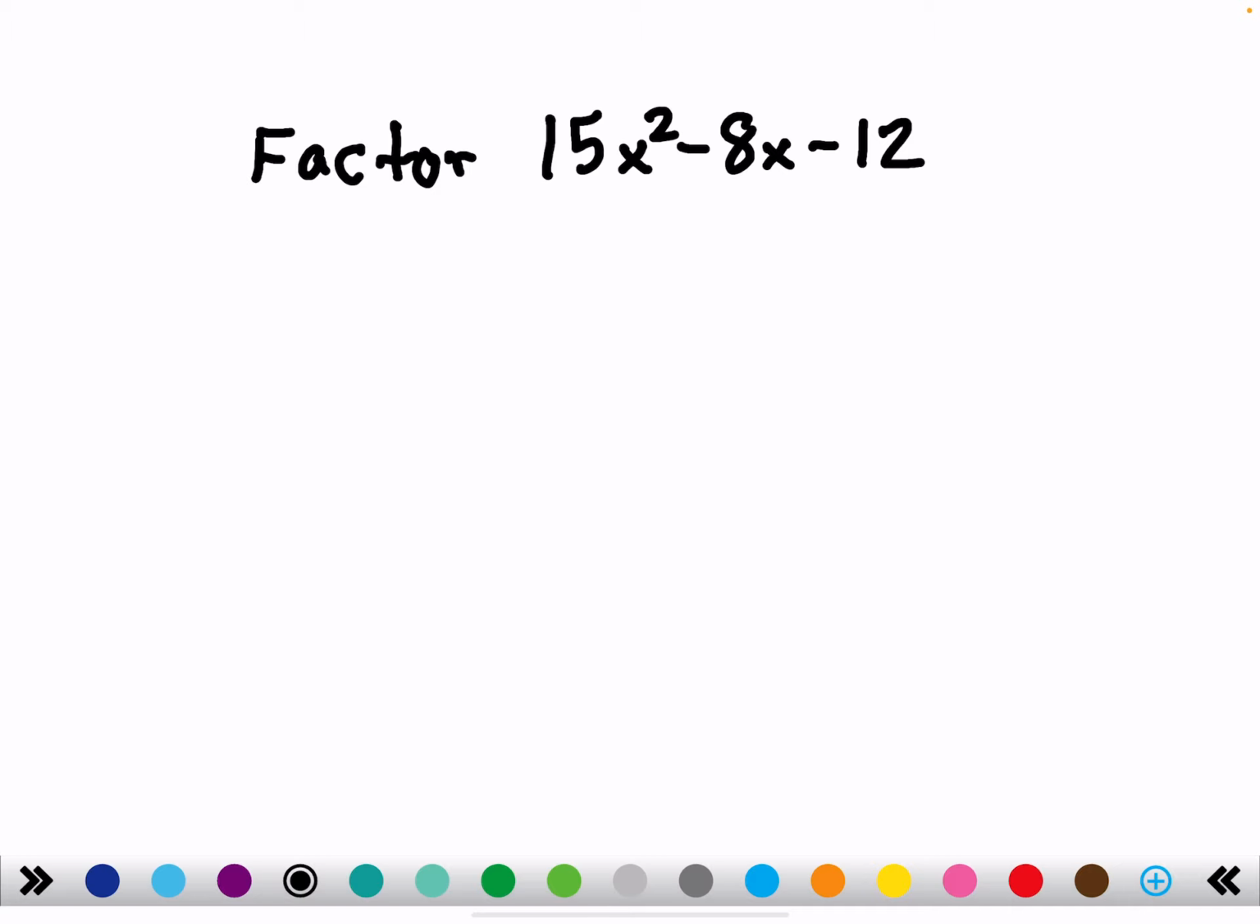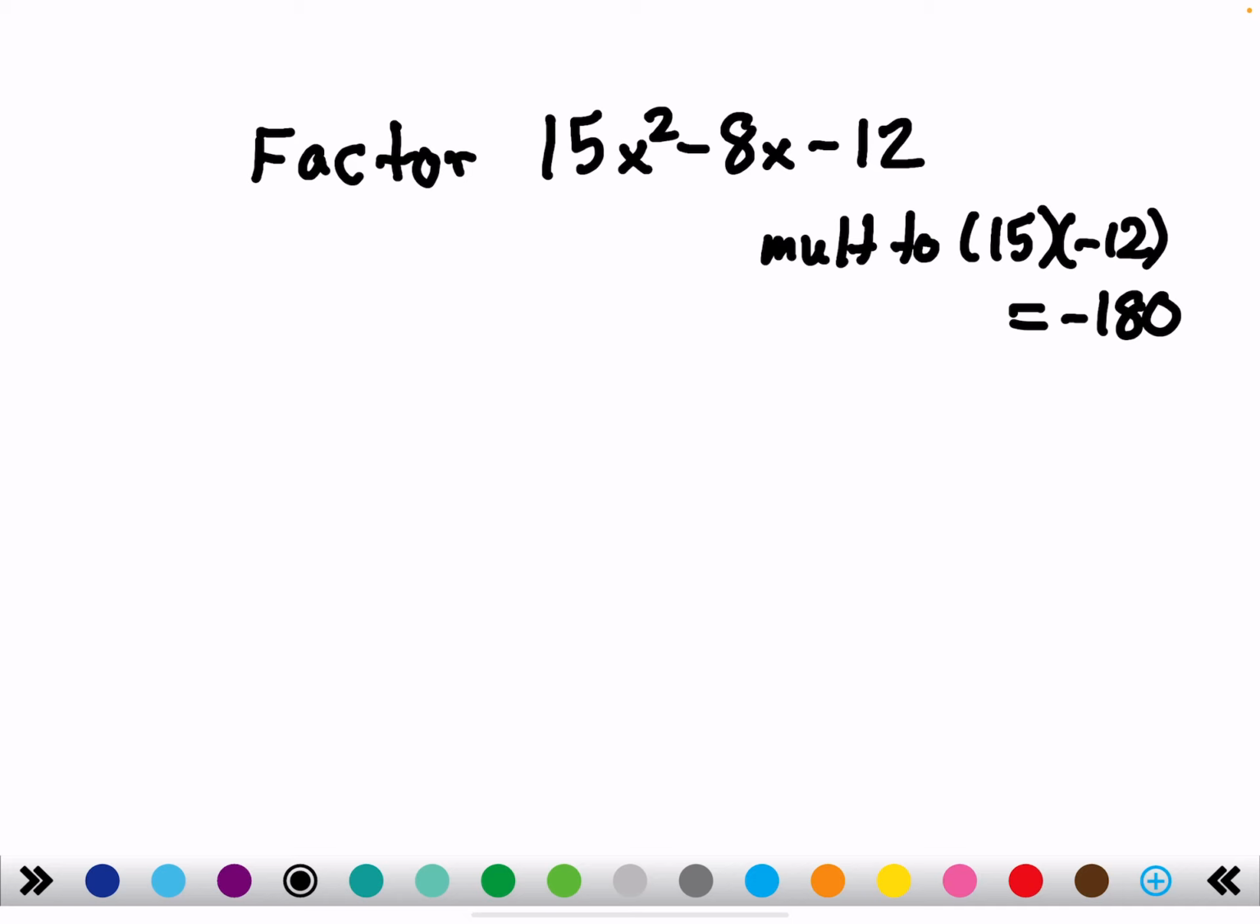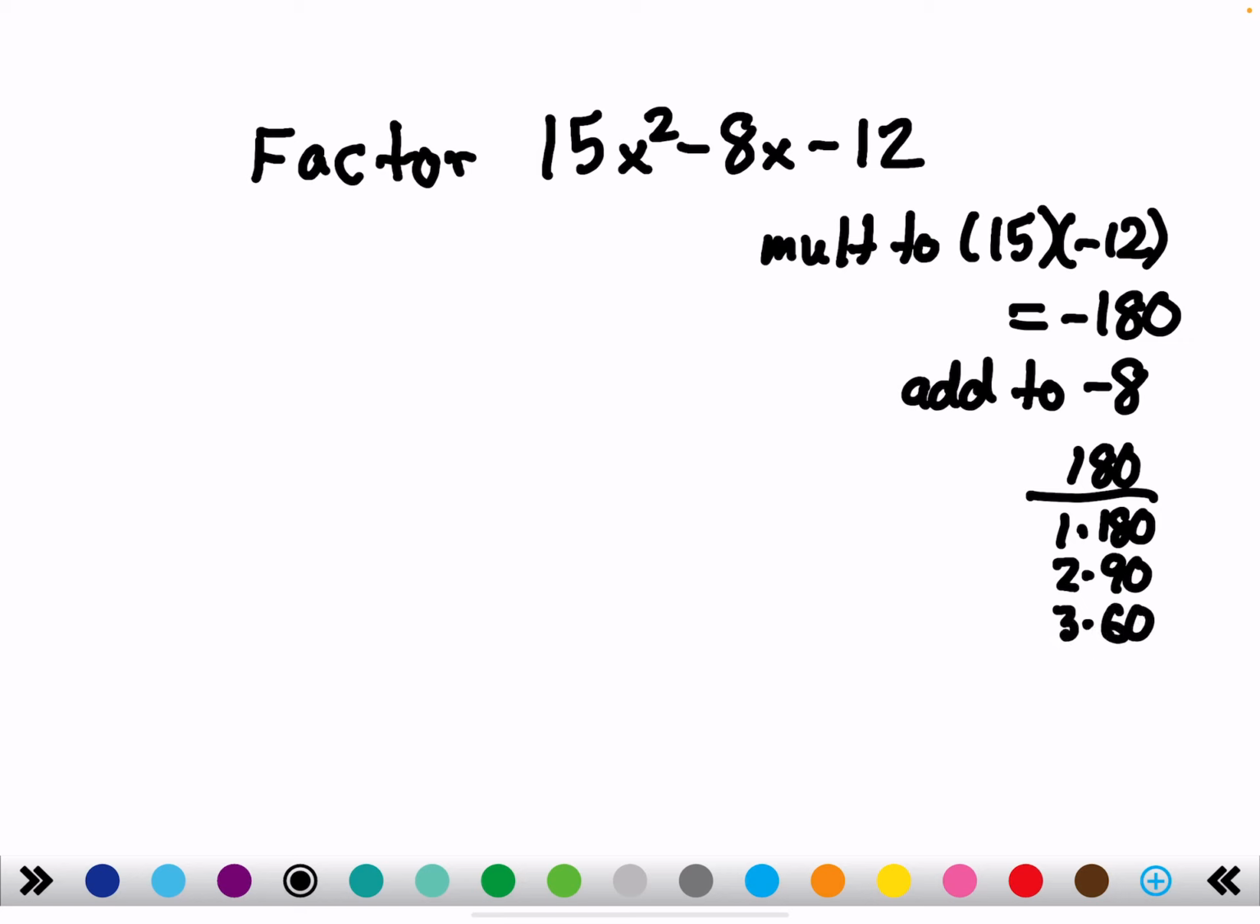Now let's factor 15x squared minus 8x minus 12. So we ask ourselves the factoring question, what are two numbers that multiply to 15 times negative 12, so that is negative 180. So what are two numbers that multiply to negative 180 and add to negative 8? Now we need to think of factors of 180 that have a difference of 8, or are 8 apart from one another. So 1 and 180 is too big, 2 and 90, too big, 3 and 60, too big.